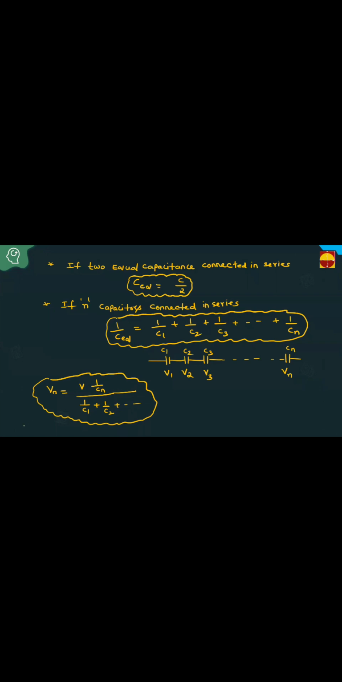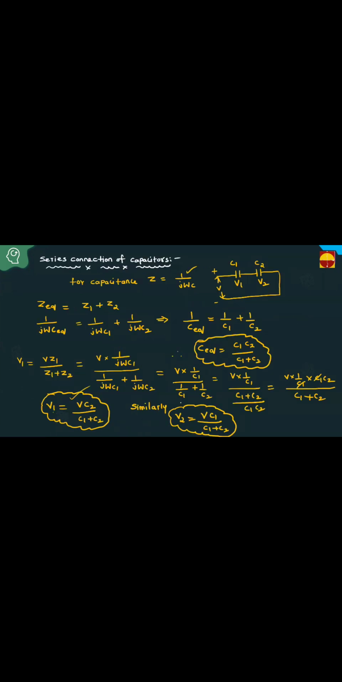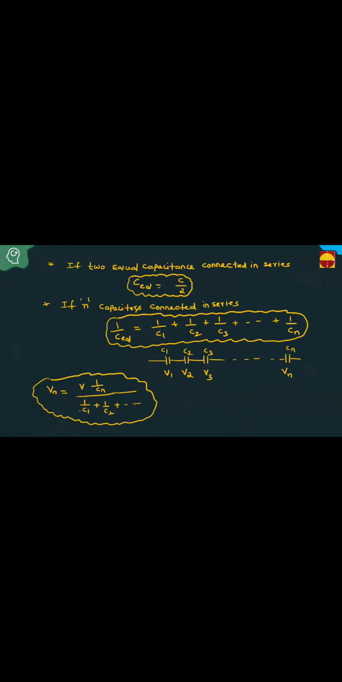I have given this for two capacitors. How to calculate directly when more than two capacitors are given? Follow this formula: V into 1 by Cn by 1 by C1 plus 1 by C2 plus and so on. Clear, friends? If n equal capacitors are connected in series, what is the equivalent?